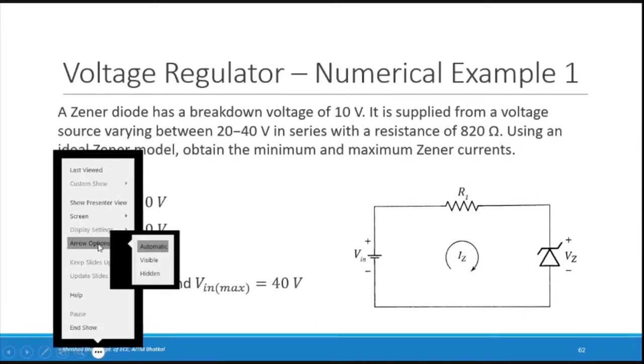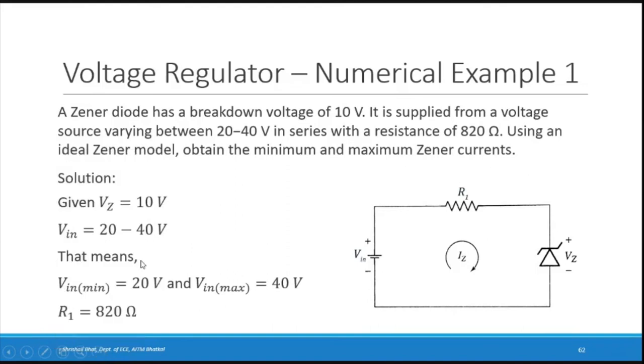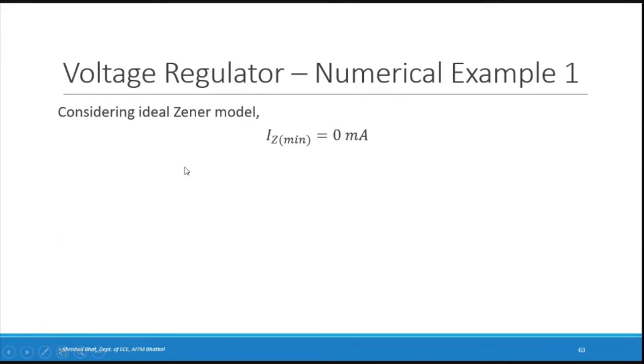Remember, you are asked to find these currents using the ideal Zener model. In the ideal Zener model, one thing you have to remember is the minimum current that flows in a Zener diode is 0. So whenever you are using an ideal Zener model, IZ min you can directly take as 0. Okay, considering the ideal Zener model, IZ min you take it as 0 milliamps.